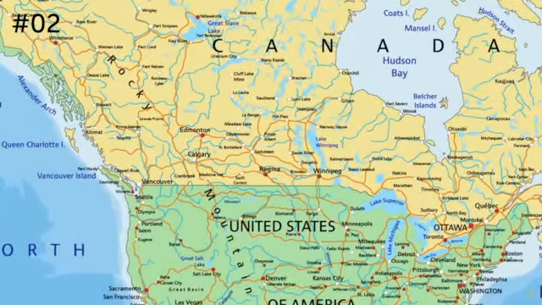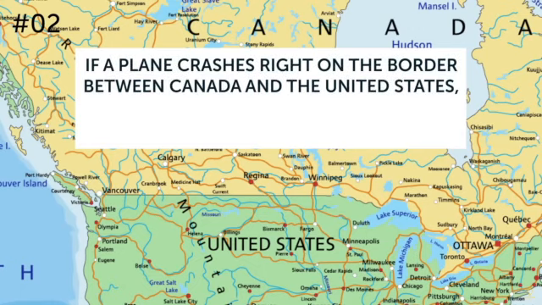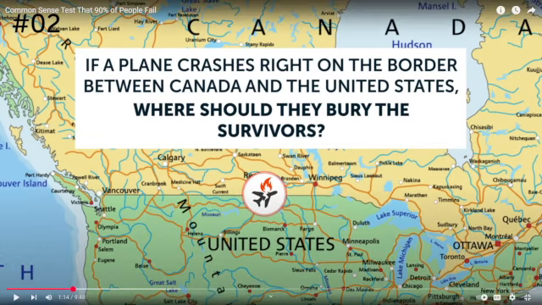2. Alright, we tested your anatomy, now some geography. If a plane crashes right on the border between Canada and the United States, where should they bury the survivors? Now, most people would say, bury the survivors wherever the plane came from.